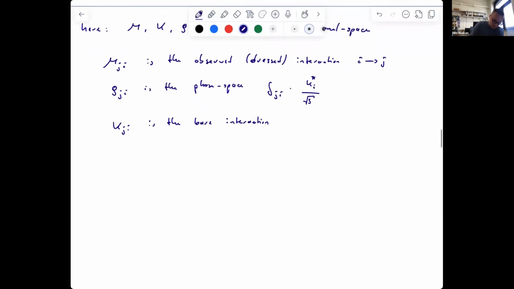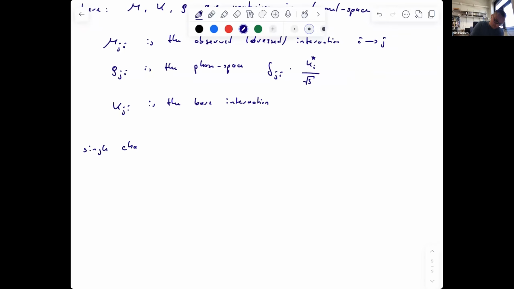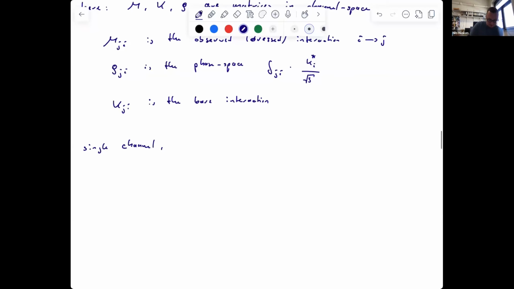And so the easiest example is we use a single channel with a single resonance.